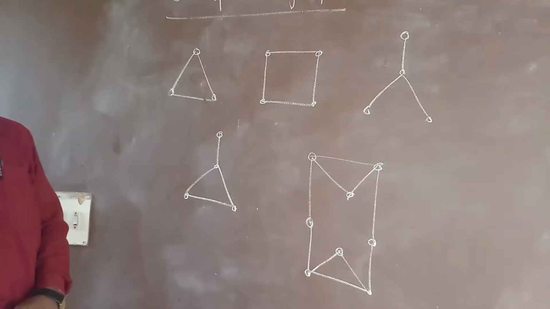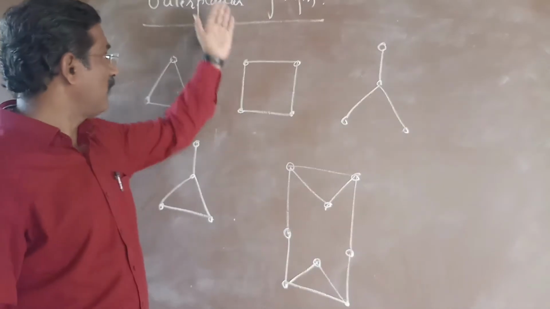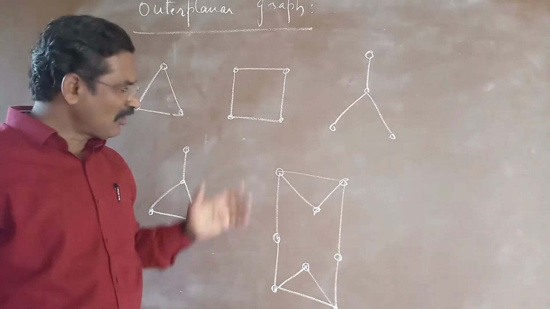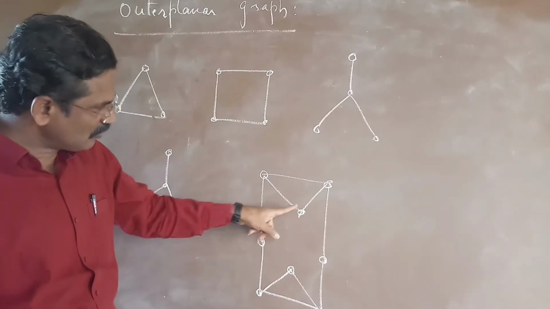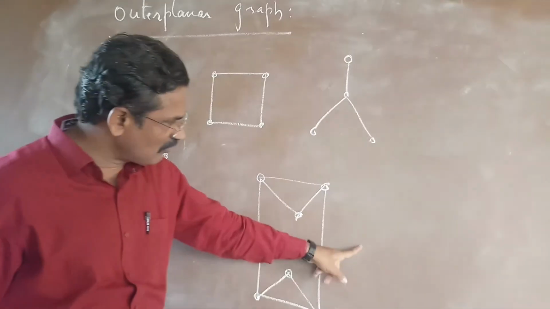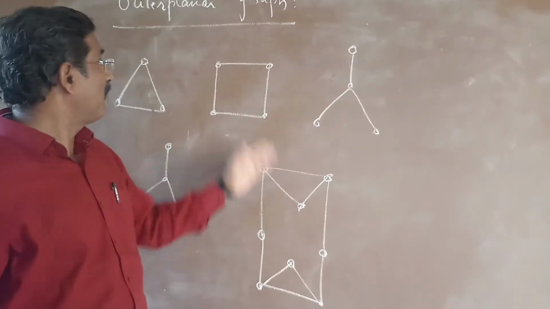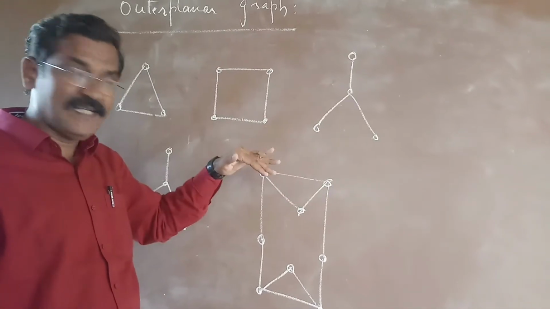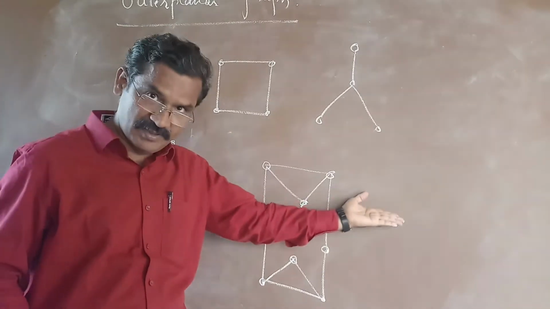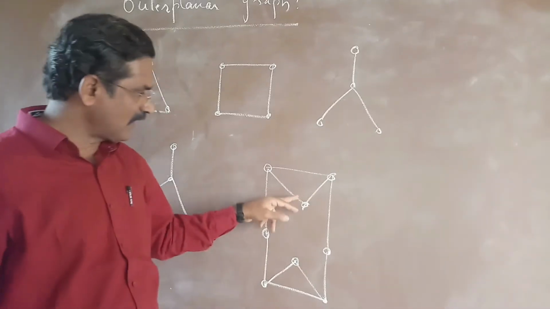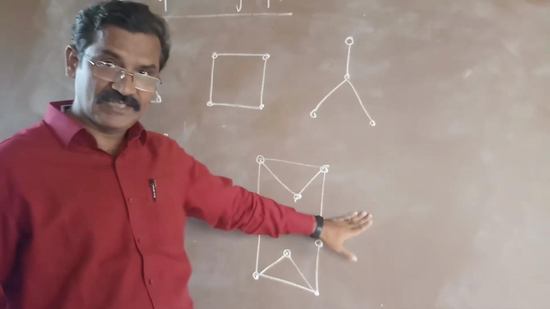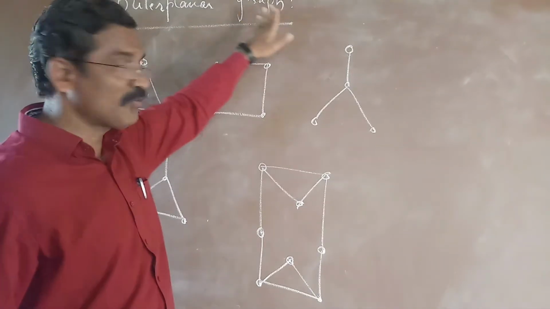Now I will ask whether this graph is an outer planar graph or not. Then what will you say just by observation? These two vertices are not lying on the boundary of the exterior region, so it may not be an outer planar graph. But as I said, if it is possible to embed it on the plane so that every vertex of G lies on the boundary of the exterior region, then that graph is called an outer planar graph.